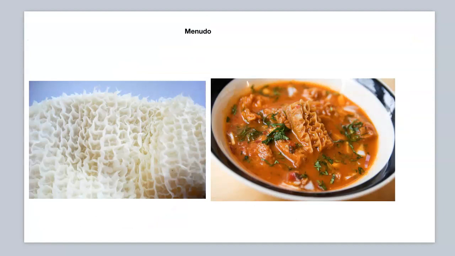Well, this isn't showing it. I just wanted to show you this. This is actually menudo. This is the stomach. Here is your rugae right here. So just so you know what you are eating when you're eating menudo. This is the stomach.